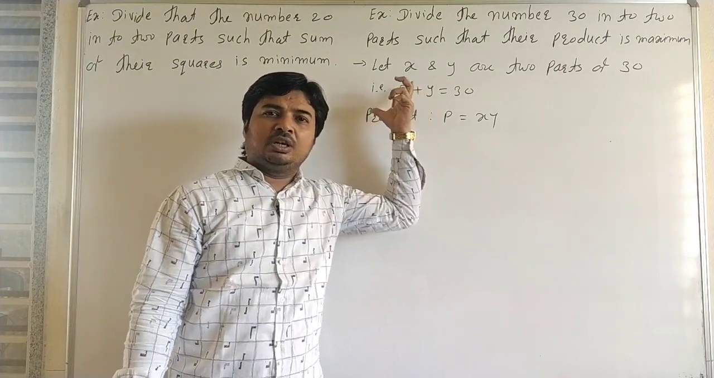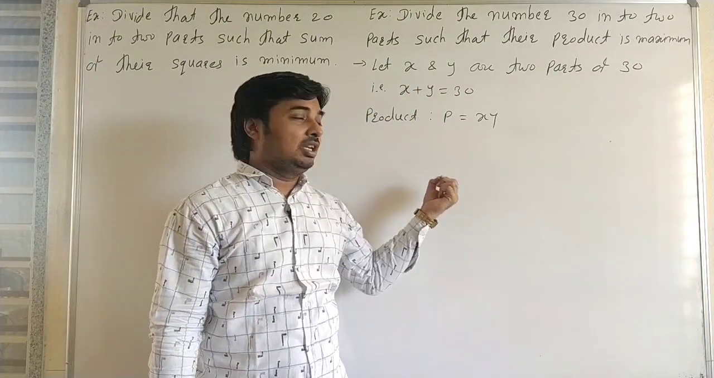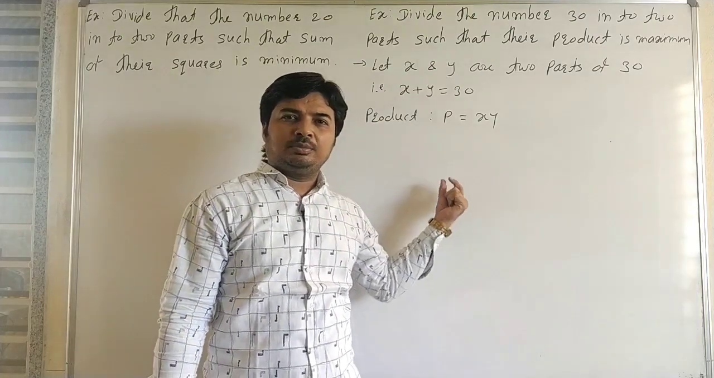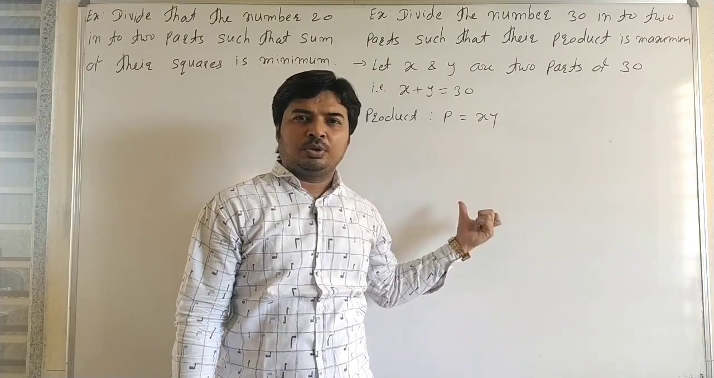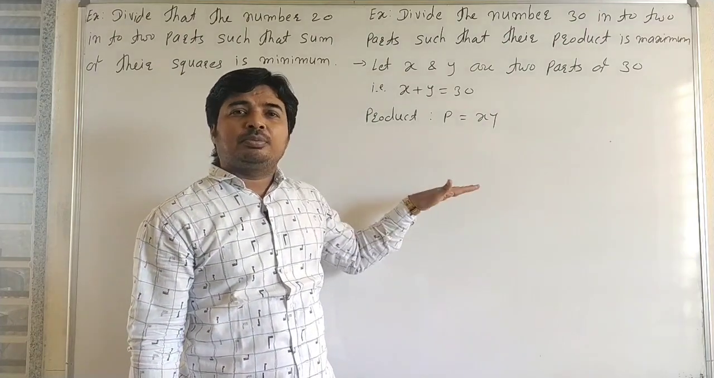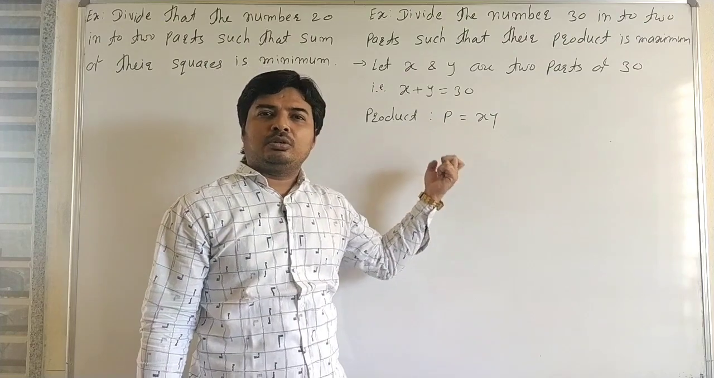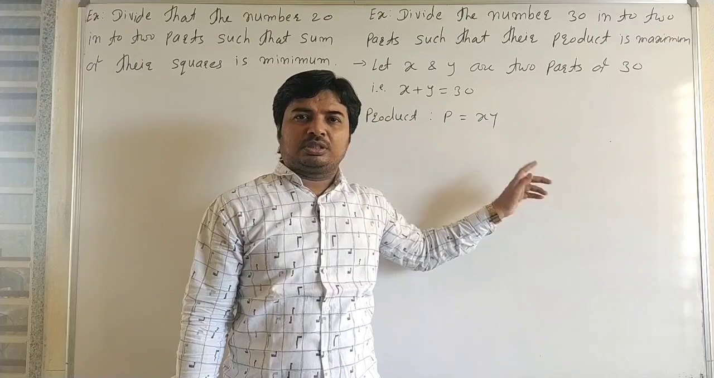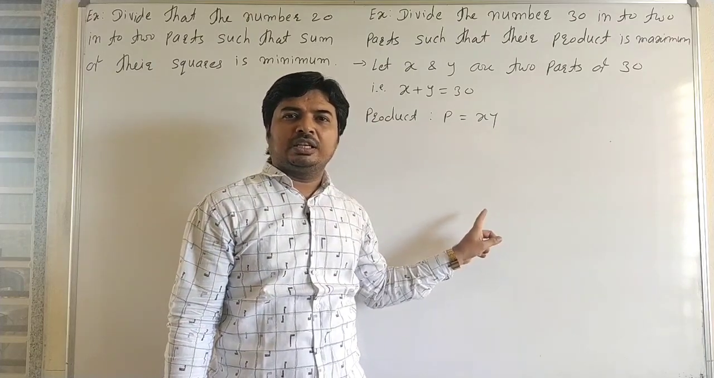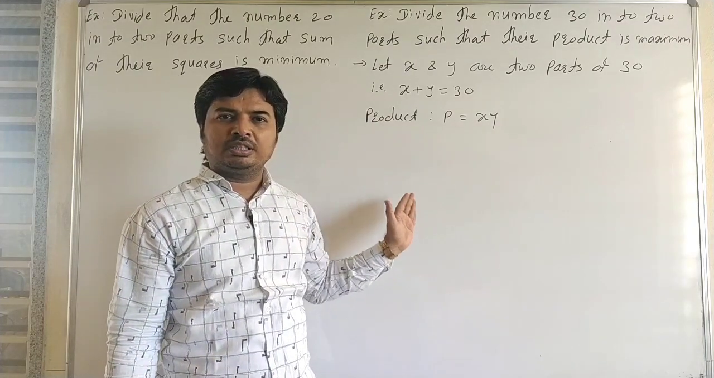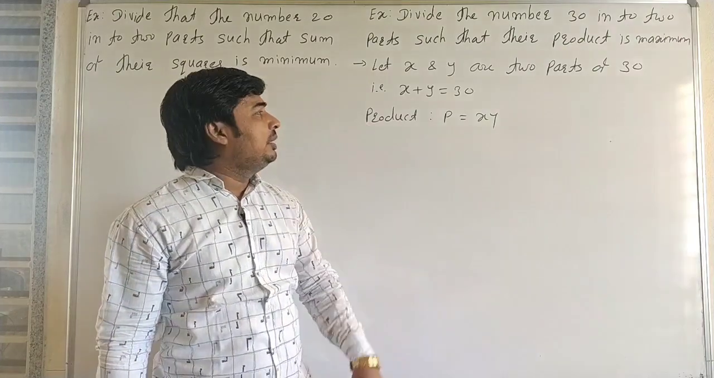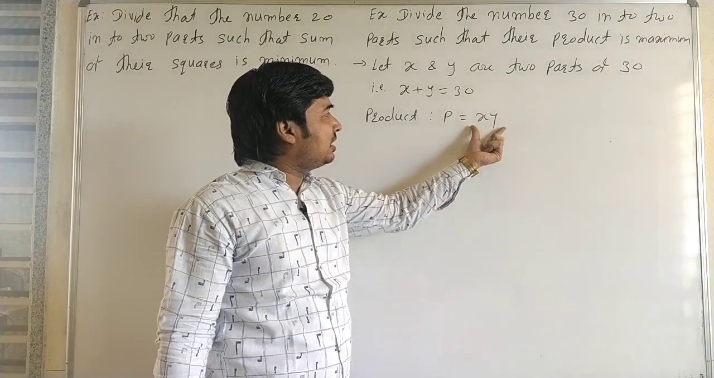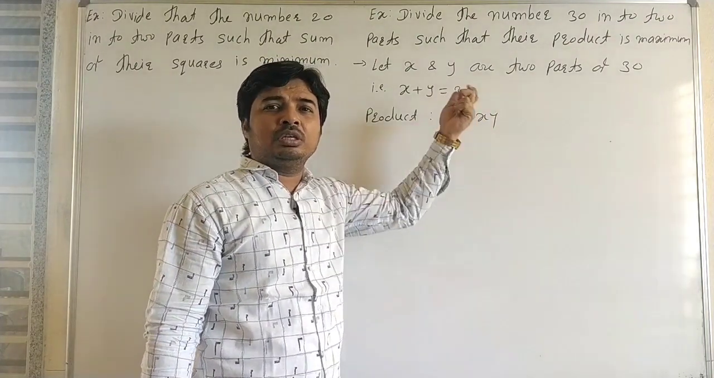We know the working rule of the second derivative test: given the function f of x, we find f dash of x, then take f dash of x equal to 0 to find the turning points, and then find f double dash and put the values of the turning points in f double dash of x. If the value of f double dash is negative, it is a maximum, and if it is positive, it is a minimum. Now x into y is a function of x and y, so convert it in terms of x only or in terms of y only.